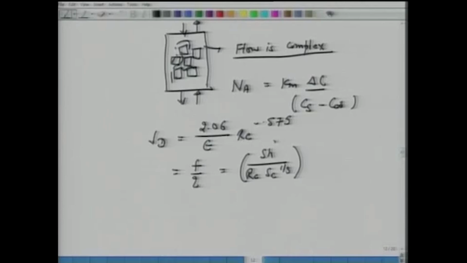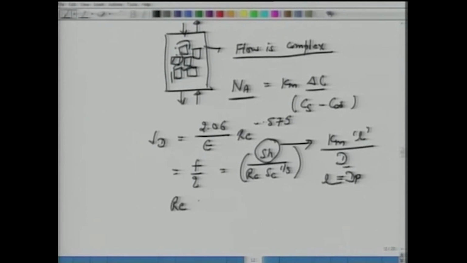To calculate mass transfer coefficients we require Sherwood number, which is Km into characteristic length over diffusivity. In this case L would be equal to the diameter of the particle of the packing, etc., or the equivalent diameter of this packing. So from here we can calculate the mass transfer coefficients and can predict the diffusion flux. In this case also there is a restriction that Reynolds number must be between 90 and 4000.